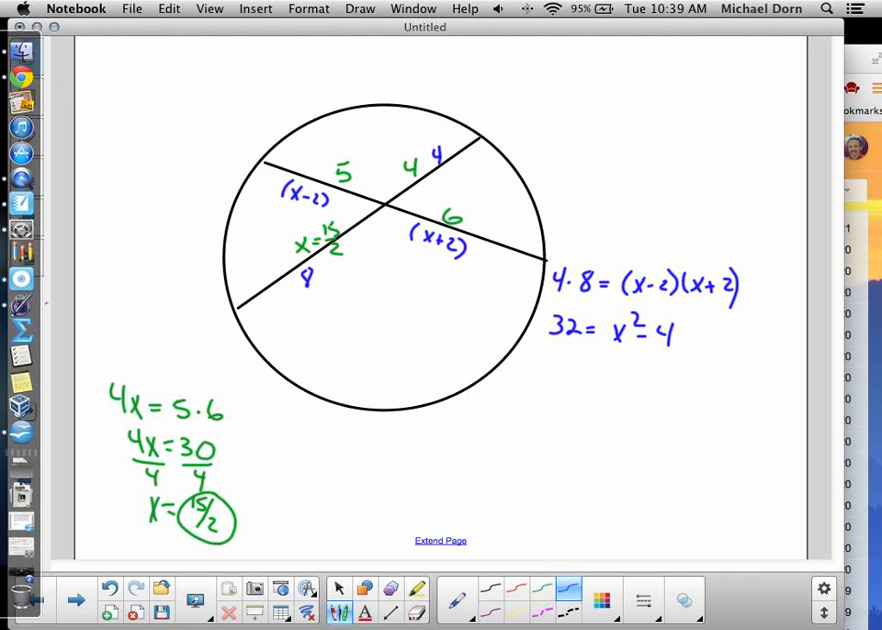I can subtract 32, add 4. Or we could actually subtract 32, but we can add 4 to each side too. Easier. So x squared equals 36, so x equals 6. Okay? So again, we have to be prepared to set these things up just using linear methods or using more advanced methods.